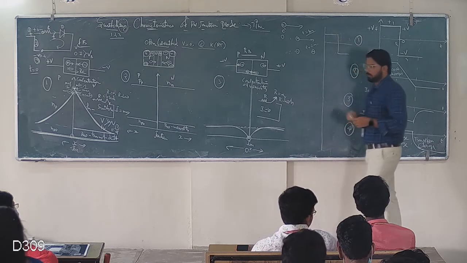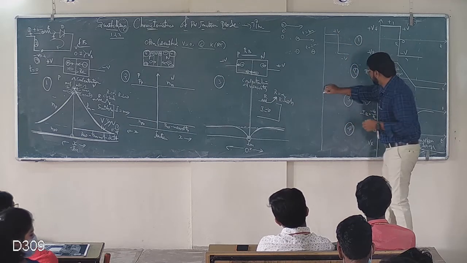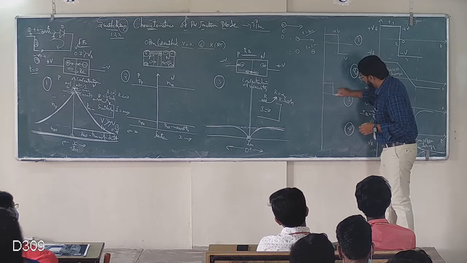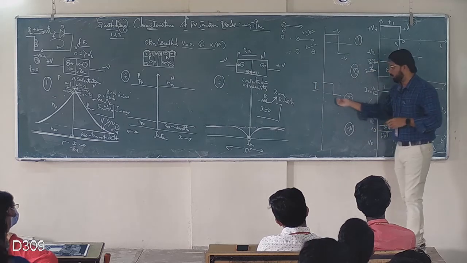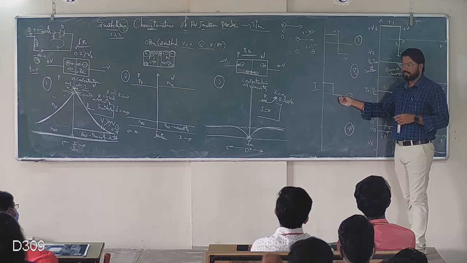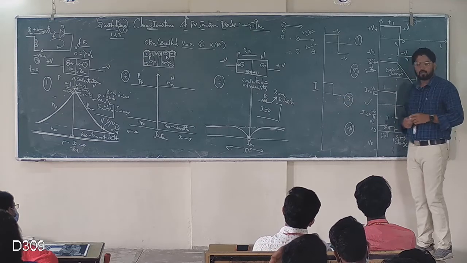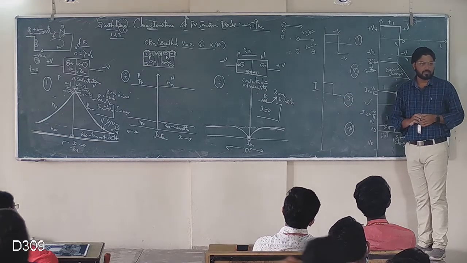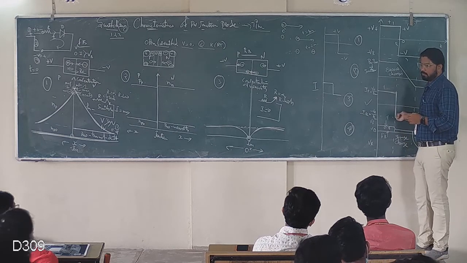So what are we expecting when I change from forward bias to reverse bias voltage, plus V to minus V? This must be zero. What is that? Current. In the ideal case, the current must be zero. But see the practical case, the current is not zero, it's a maximum. Right? How did this happen?